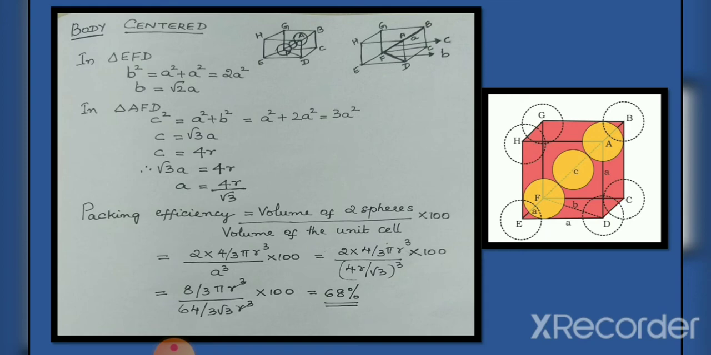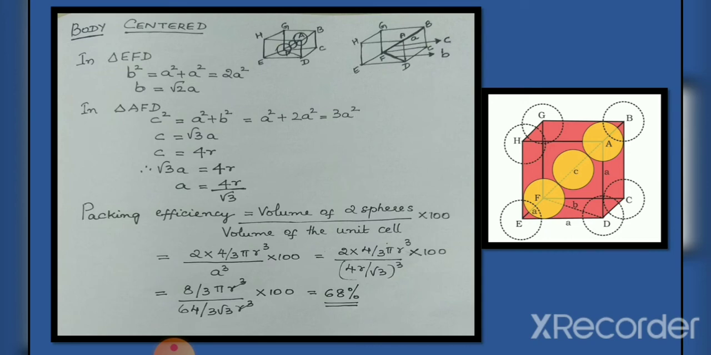Thus we have C is equal to root 3A is equal to 4R. From that we get A is equal to 4R by root 3. Now packing efficiency is given as volume of all the spheres divided by total volume of the unit cell into 100. But in body-centered cubic lattice, 2 atoms are present, or 2 spheres are present. Therefore, in the numerator, we should take the volume of 2 spheres.